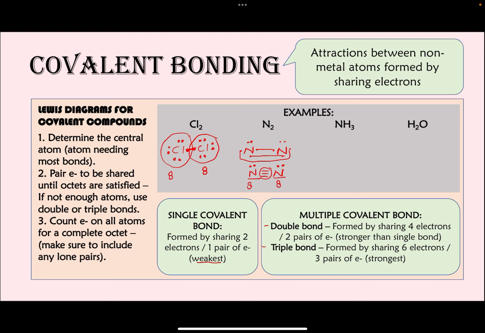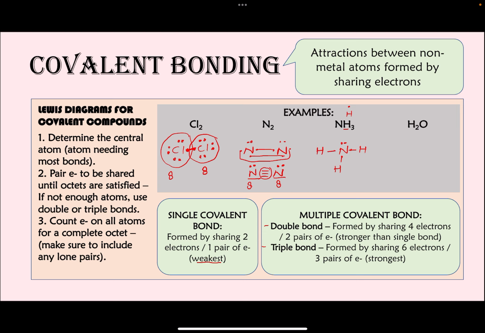Now let's look at NH3. This is where we have 1 nitrogen atom. Remember that nitrogen has 5 valence electrons, and then we have 3 hydrogens. Each hydrogen only has 1 valence electron. That means it can only make 1 bond. Nitrogen, however, can make 3 bonds. So because nitrogen can make the most bonds, we are going to put nitrogen as the central atom, and then we are going to put 1 hydrogen on each side.